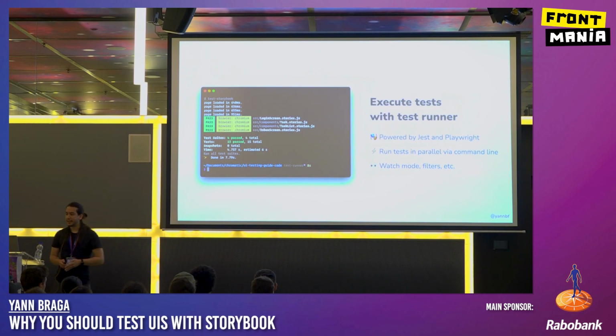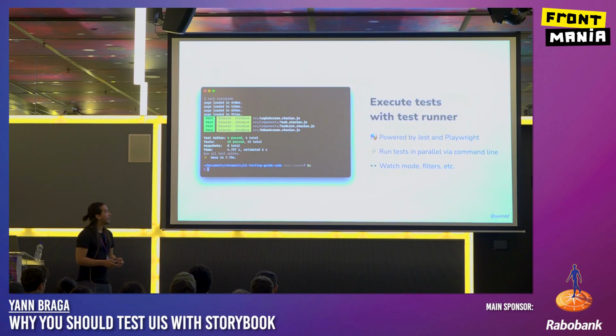The test runner is powered by Playwright and Jest. It uses Jest as a test runner because you can reuse your Jest configuration, but also uses Playwright for headless or headed testing. And it will run all of the tests in parallel via the command line because you can get pretty much all of the power that Playwright provides, and you get watch mode and filters and all of the things that Jest provides to you.